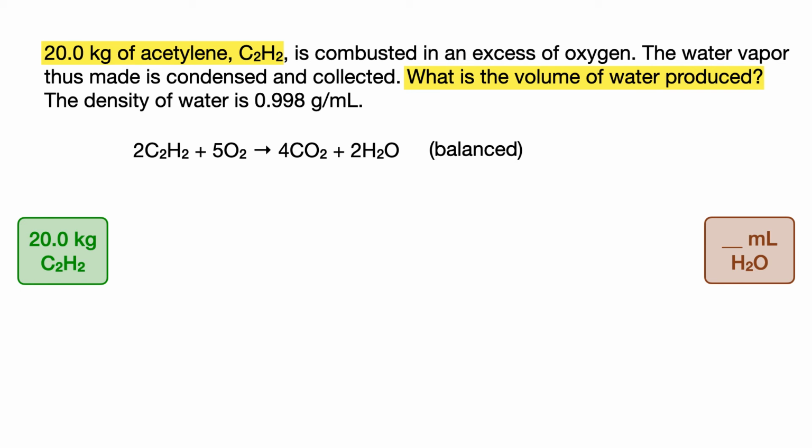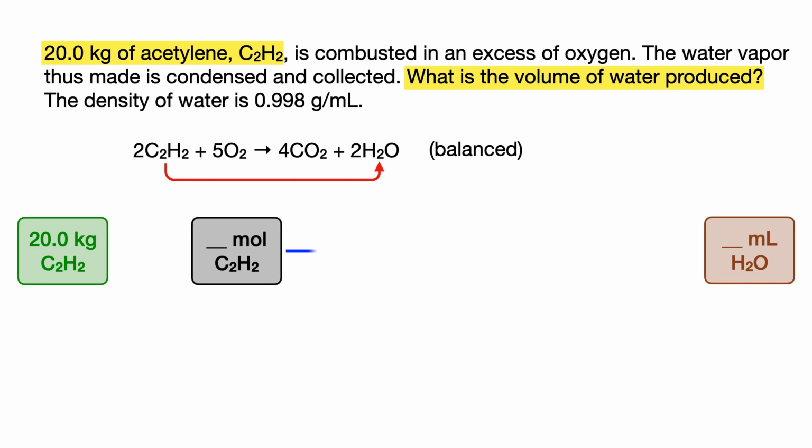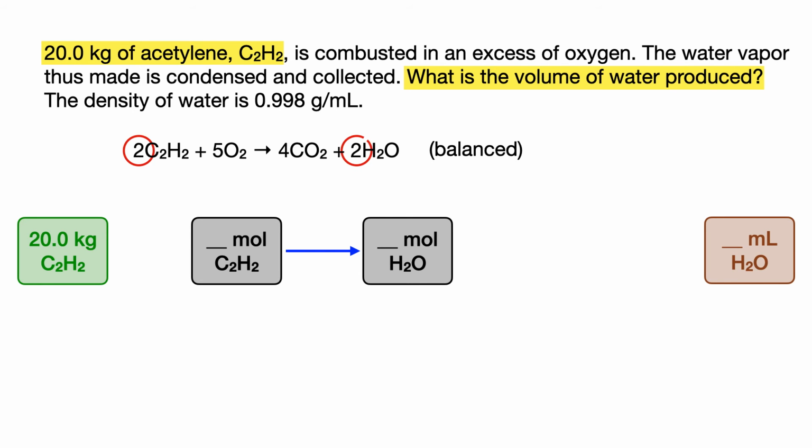Milliliters are a convenient unit to work with in calculations like this, but we should be prepared to calculate liters if that turns out to be easier. And then the reaction itself shows us how acetylene is converted into water, and so this will allow us to convert moles of acetylene into moles of water. Specifically, 2 moles of acetylene react to produce 2 moles of water, so I can go ahead and put that in.